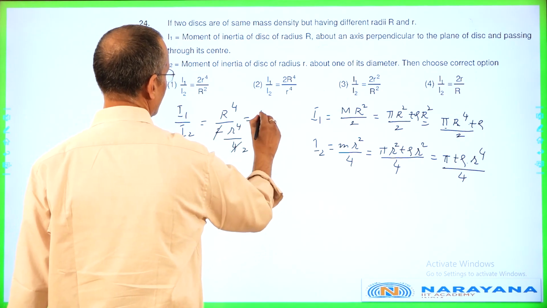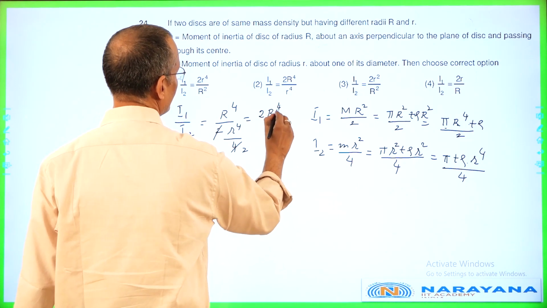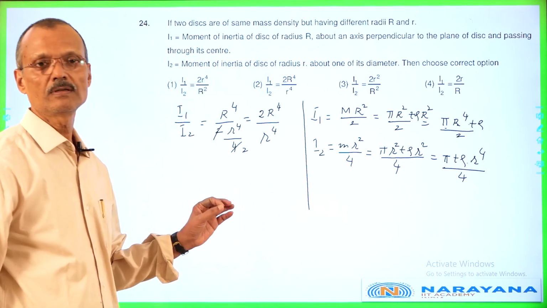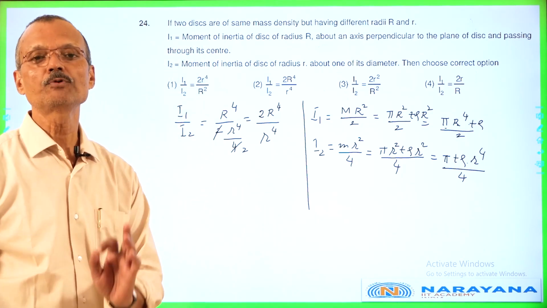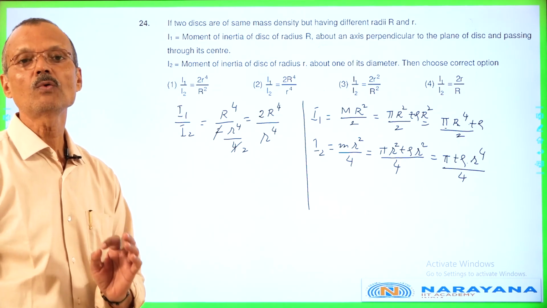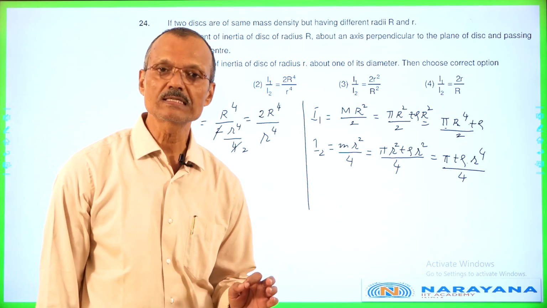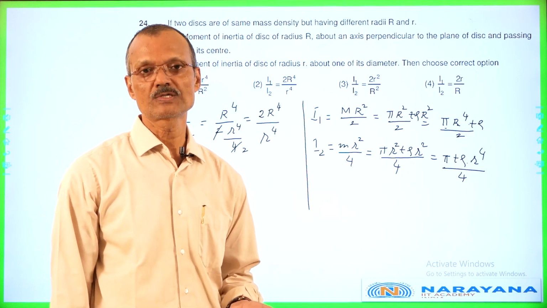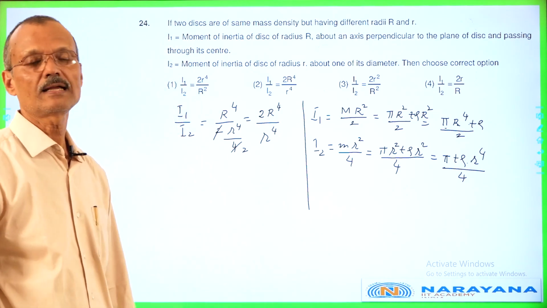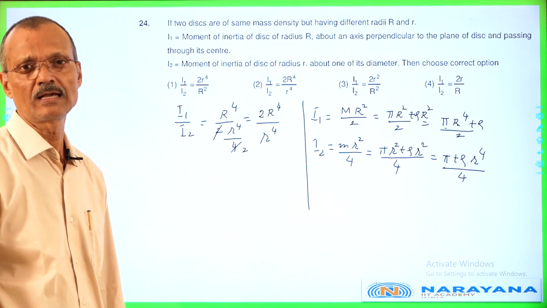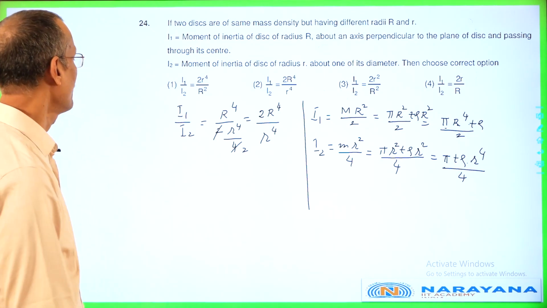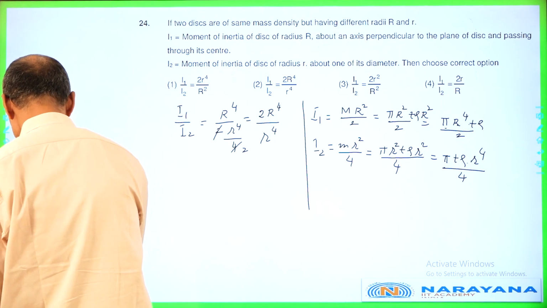2 times, it will become 2 r 4 by r 4. Simple problem. You have to remember the moment of inertia of a disk about an axis passing through its center and perpendicular to its plane, mr square by 2. That's all. And then by the perpendicular axis theorem, when you are taking one of the diameters, it will become mr square by 4. Let us move now.